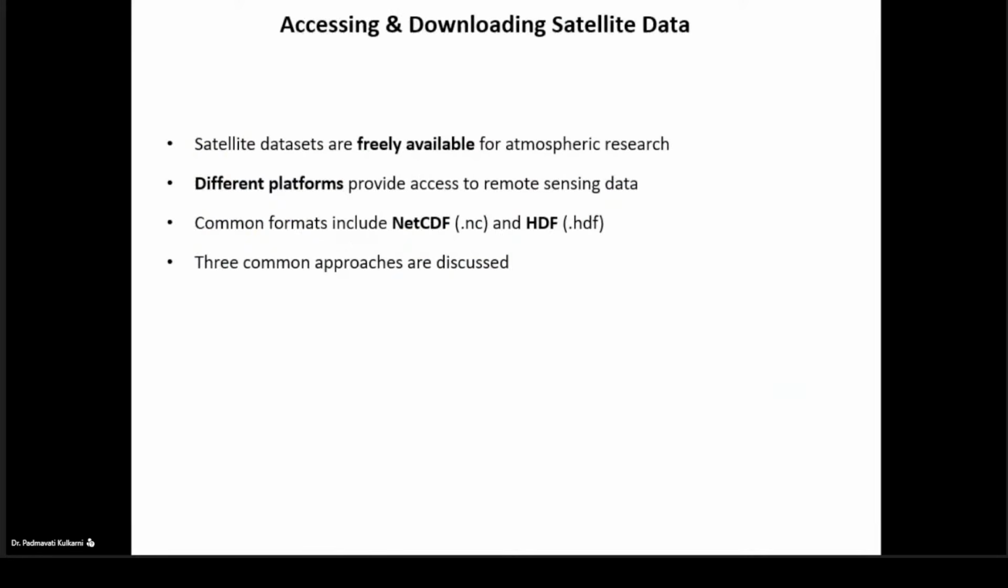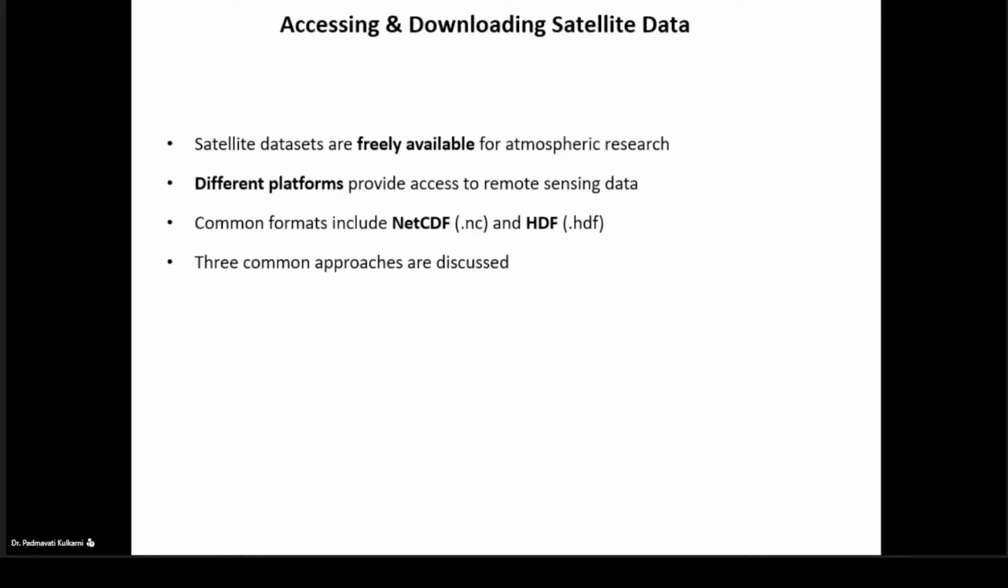Next, coming to this, which is really interesting, and you may all be curious how we can access or download the satellite data. Satellite data are freely available, as I said, and they can be used for atmospheric research. There are different platforms which provide access to the remote sensing data, and common formats include NetCDF and HDF data sets. In today's talk, I'll discuss the three common approaches most researchers use to download or access these data sets.